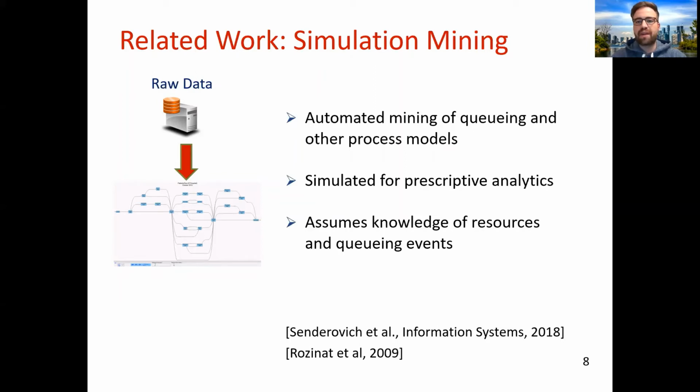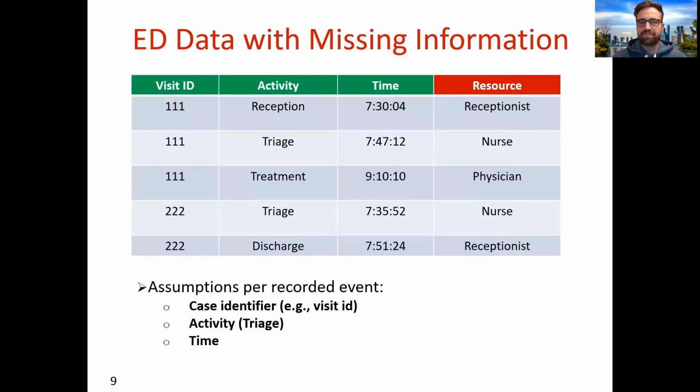The idea is that we automatically mine these queuing and other process models, and then we use simulation for prescriptive analytics to set the number of resources they need and so on. And this method usually assumes some knowledge about the resources and the queuing events in the system. However, as I hinted before, when I showed you the trace-based simulator of the emergency department, this kind of information is not always available. What is typically available?